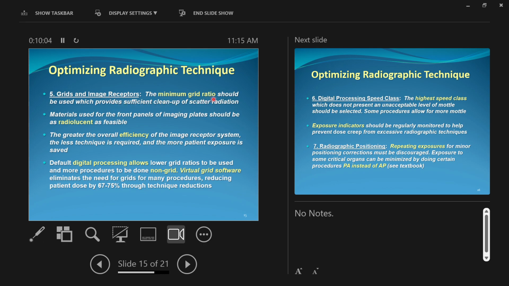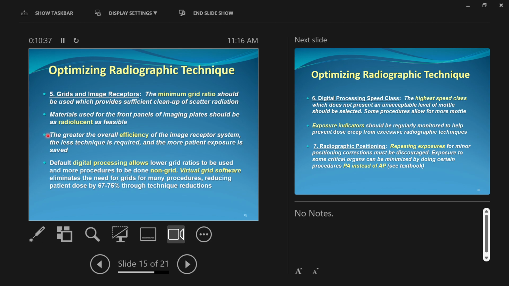Minimum grid ratios should be used to provide sufficient cleanup of scatter. Remember, grids use something called a grid ratio, the ratio of how high the little lead strips are to how far they are apart. There are grid ratios of 8-to-1, 10-to-1, 12-to-1, 16-to-1. The higher that number is, the more effective the grid is at cleaning up scatter, but also the more exposure the patient will end up needing. So there's a relationship between grids and patient exposure.